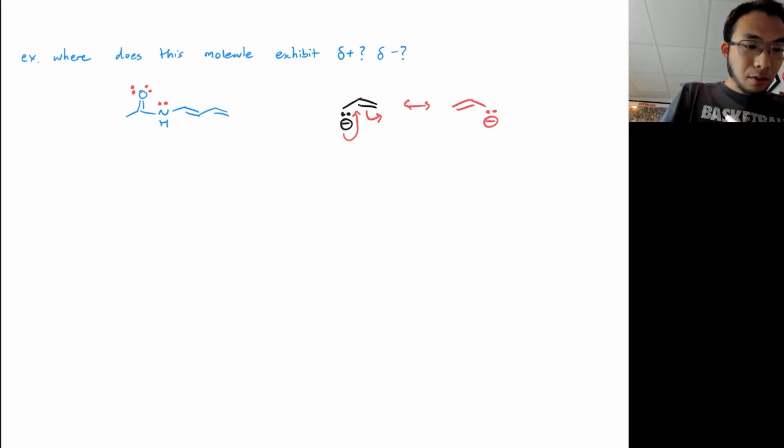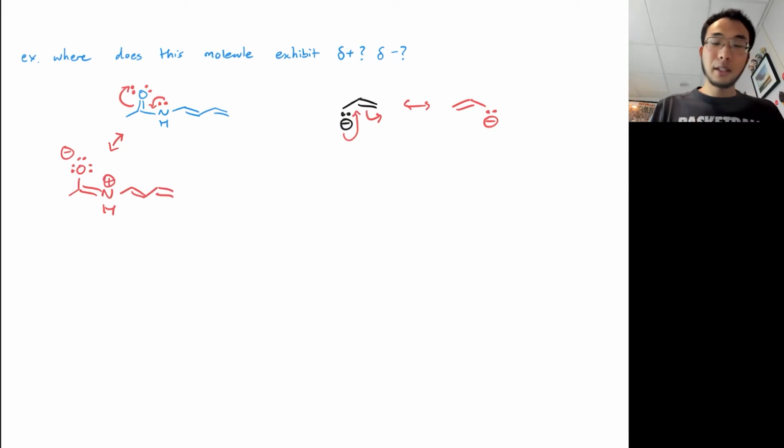If I start off, I'll just go toward the left. I can draw a resonance form like that. Fill in my formal charges. And so there you go. That's one valid resonance form.